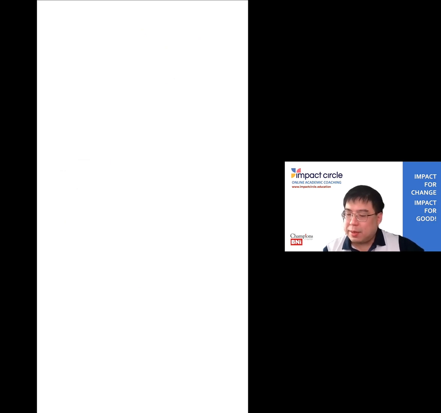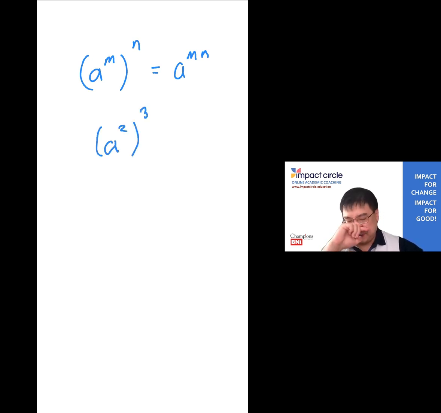Okay, next up, the third law goes like this. You have a to the power of m, to the power of n, is equal to a to the power of m times n. For this, I'm going to use a simpler example to illustrate. Let's use a squared to the power of 3. So what does this mean?